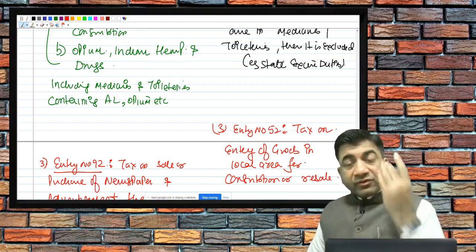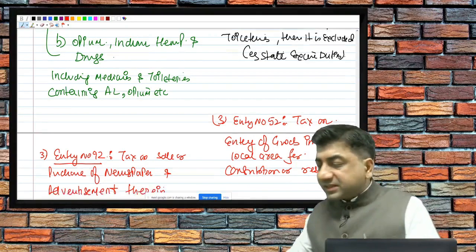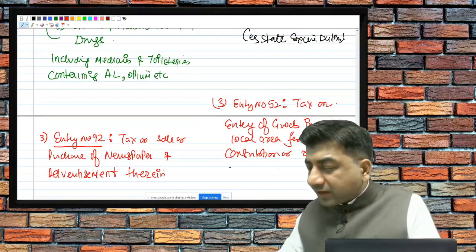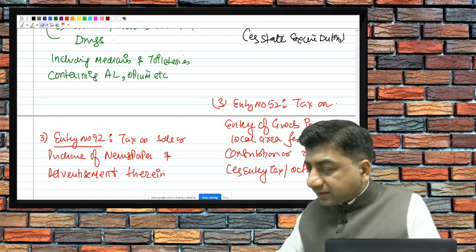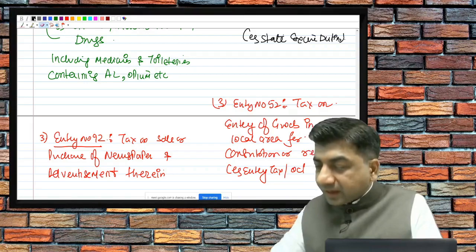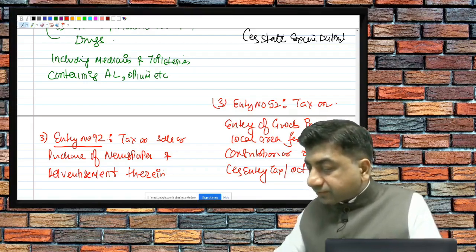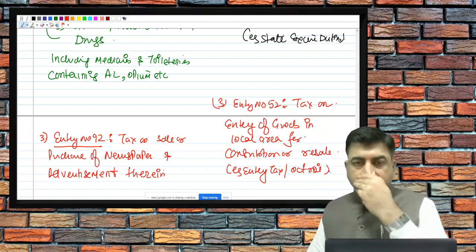So entry number 52 was tax, and on this basis entry tax and octroi was levied. Every state used to levy entry tax / octroi. Entry tax and octroi was levied.